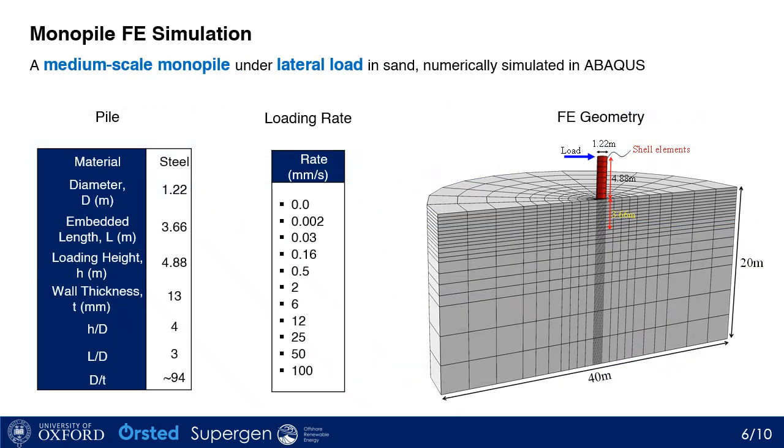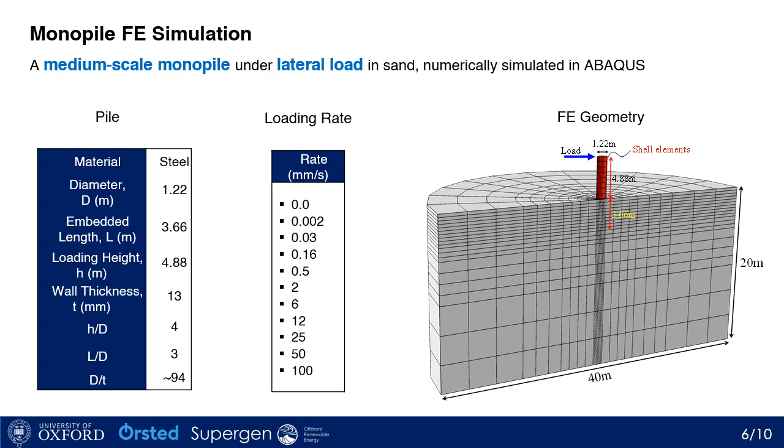After calibrating the model, we use the input parameters that we obtain from the calibration for simulating the whole problem using the finite element model. As you can see here, this is the geometry that we created for this study. The soil is simulated using solid elements and the pile was simulated using shell elements.